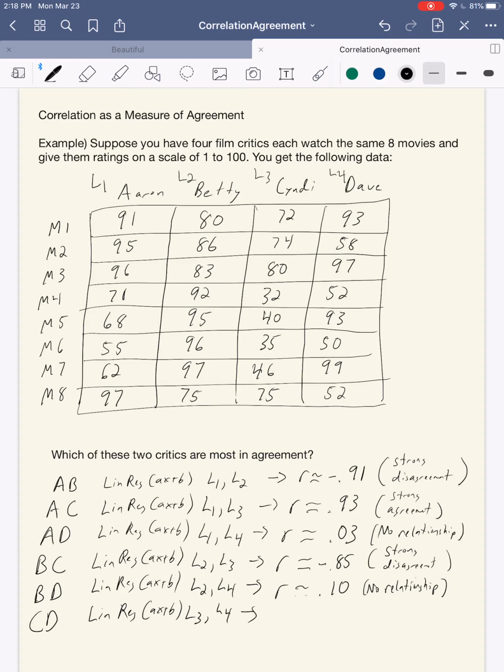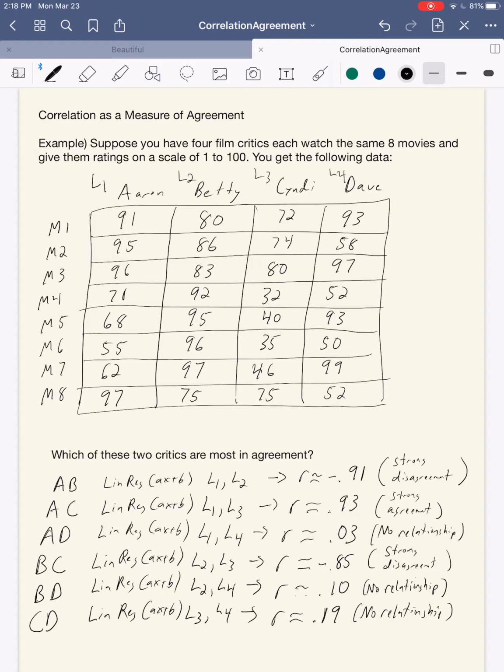If we run that ln reg AX plus B, L3 and L4, it looks like we should get an R that is about 0.19. Okay, a little bit stronger, but 0.19 is still super small overall. It would not pass the critical value test if we did one of those. So we can again say that there is no relationship here.